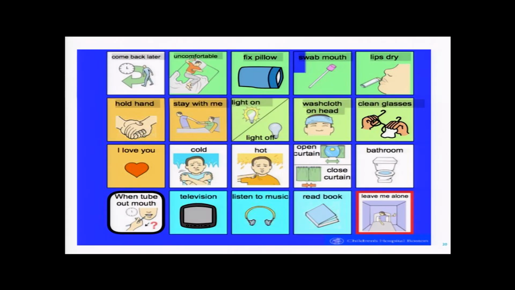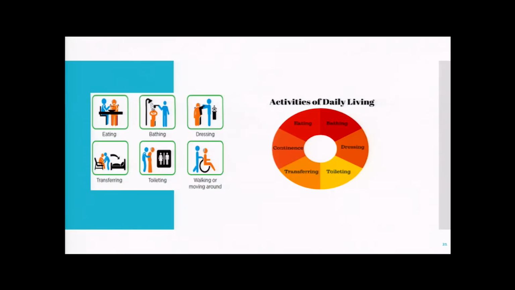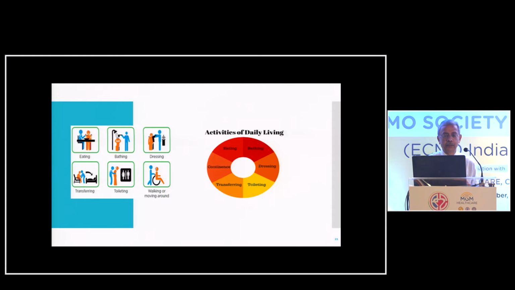The communication board is for people who are finding it difficult to talk, particularly with a tracheostomy. We have this communication board from occupational therapy. The occupational therapists will also look into their activities of daily living and help guide the nurses.